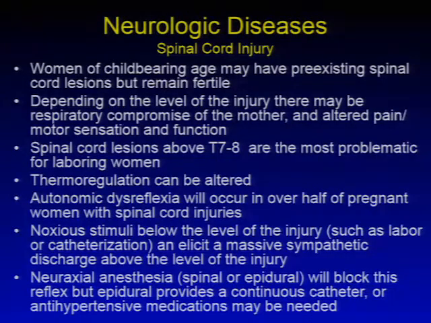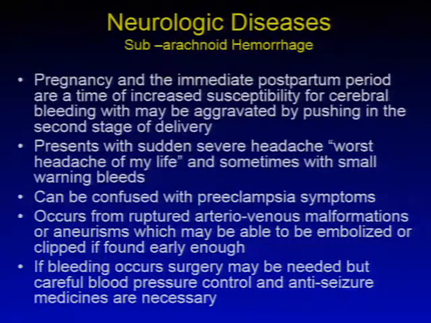Neuraxial anesthesia will block this reflex, but the epidural provides the continuous catheter, and so is the preferred technique, or antihypertensive medications may be needed in these women to treat the autonomic dysreflexia. Also rarely, pregnancy and the immediate postpartum period can be associated with problems with subarachnoid hemorrhage. This is because pregnancy and postpartum are a time of increased susceptibility for cerebral bleeding, which may be aggravated by pushing in the second stage.